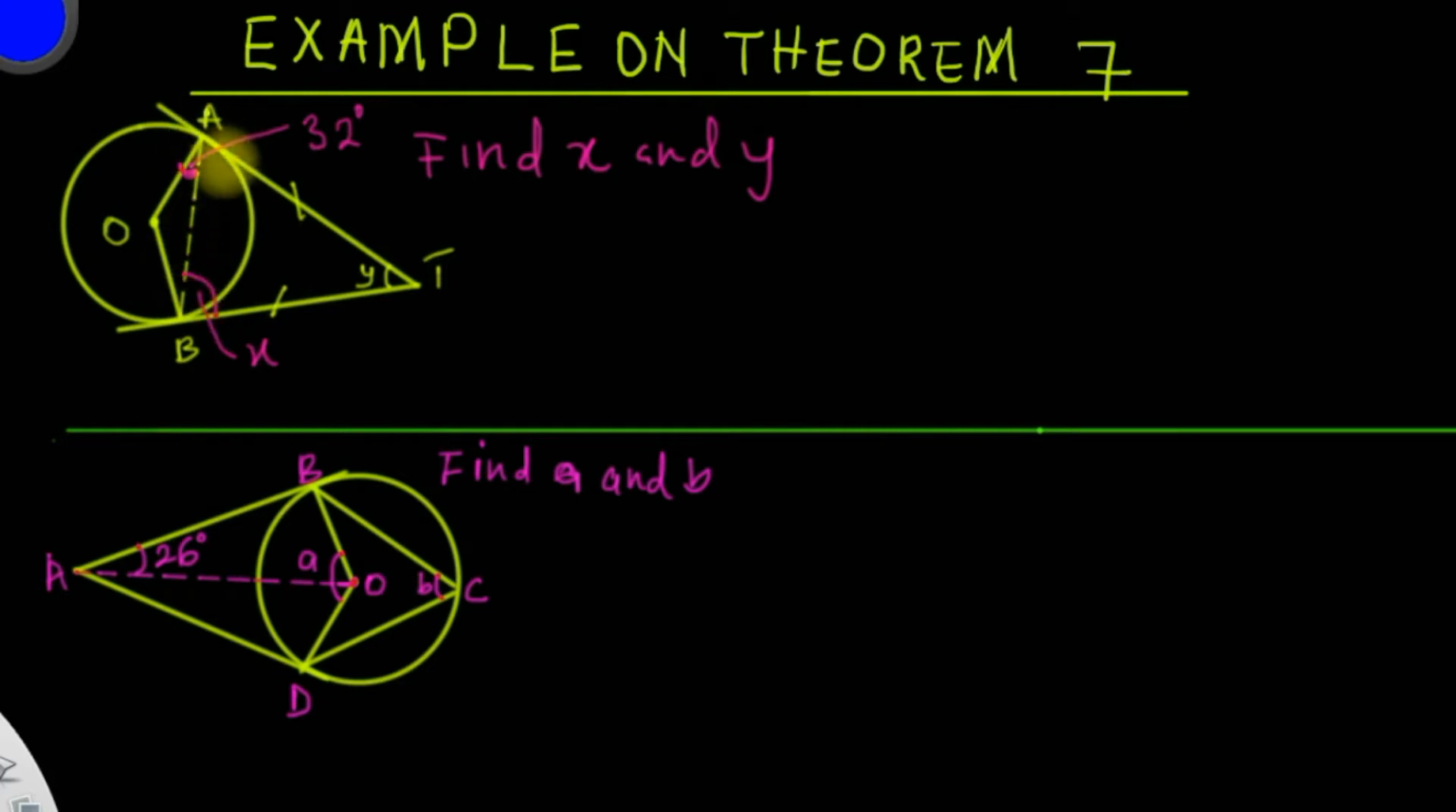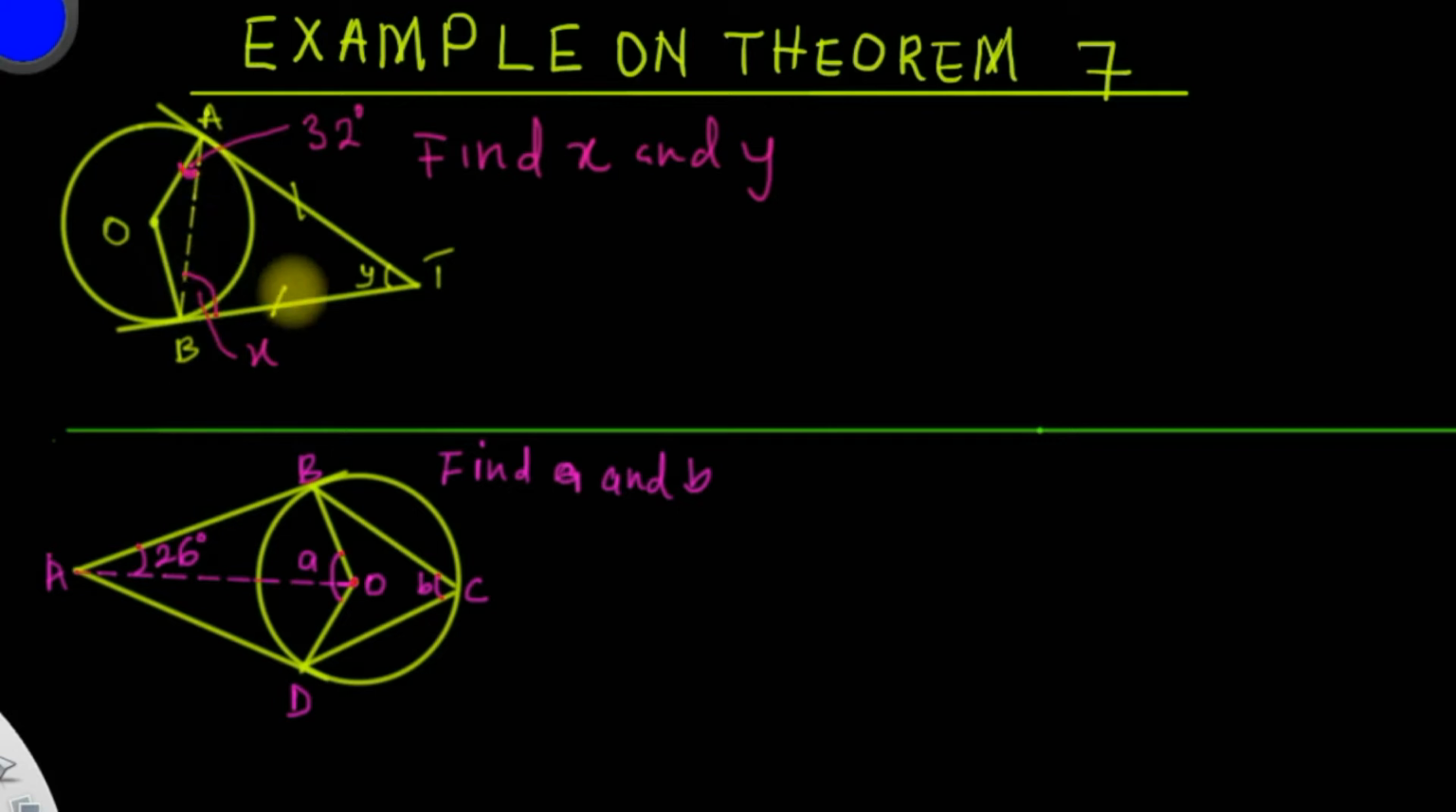And don't forget that the radius also makes an angle of 90 degrees with the tangent. So this angle here, from this radius to this tangent, will be 90 degrees, and from here to here will also be 90 degrees. This angle is marked x, and this angle is also marked what? Y.